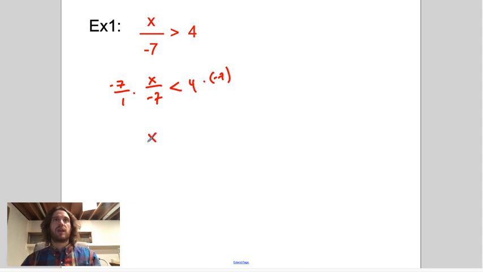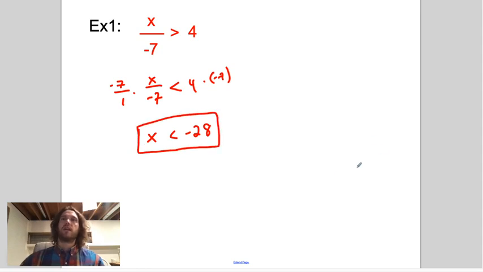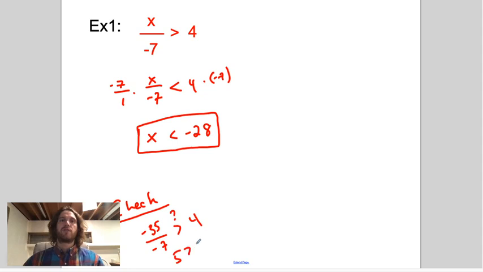Coming down, those cancel, you get x is less than 4 times -7, which is -28. For those that didn't see that, when you multiply or divide by a negative, you have to change the direction. It was a greater than, now it's a less than. So my solutions are any number that is less than -28. If I plug in our answer to check, let's pick something less than -28. If I pick something like -35, which I chose because it's divisible by 7, and I plug that in and do -35 divided by 7, we're asking the question, is that greater than 4? -35 divided by 7 is -5. Is -5 greater than 4? Yes, it is. So this works.